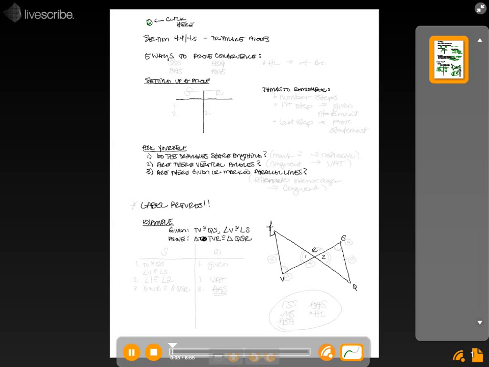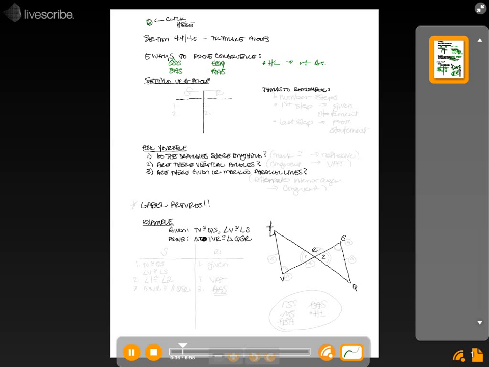Alright, these are our notes for section 4.4 and 4.5 day 2 on triangle proofs. We're going to look at how to set up a proof today and how to prove that triangles are congruent. We've already looked at the 5 ways to show triangles are congruent: side, side, side; side, angle, side; angle, side, angle; angle, angle, side; and then that fifth one, HL, remember, is only for right triangles.